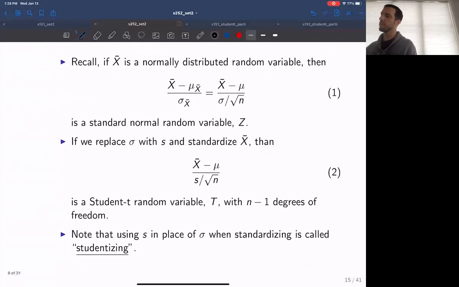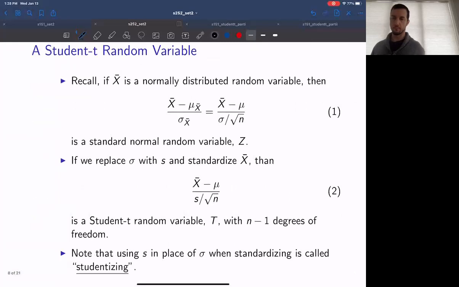Okay, so the student t random variable results from what is called the studentization of a random variable. So remember that the definition of standardization means taking a random variable, subtracting its mean, and dividing by its standard deviation. If x bar is our random variable, then we would subtract the mean of x bar and divide by the standard deviation of x bar. This leads to what we have in equation 1.